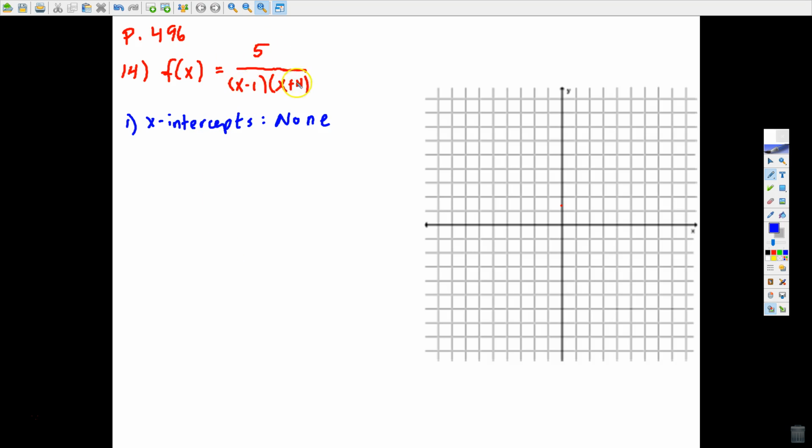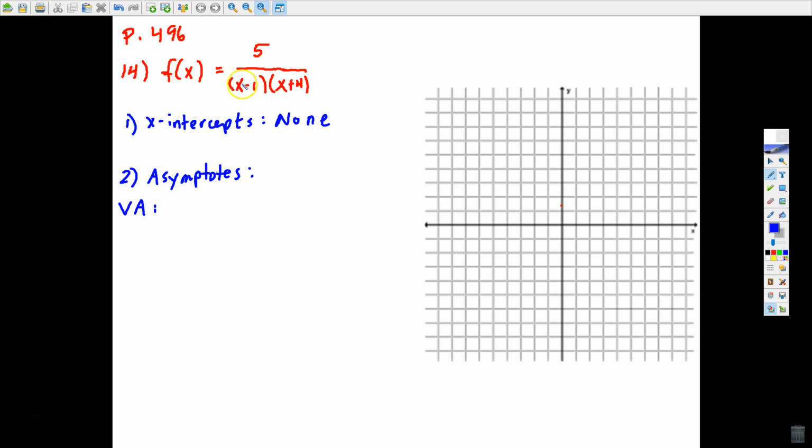And I notice that this rational function is already factored, so that's good, and there's nothing obviously that we can cancel between the numerator and the denominator. So no x-intercepts. All right, so now let's take a look for asymptotes. We'll start with vertical. Do we have a vertical asymptote?